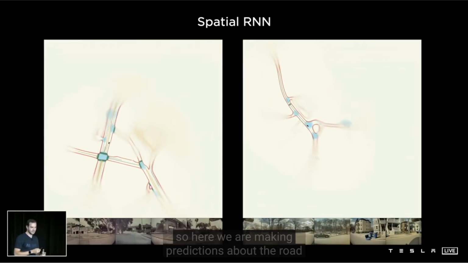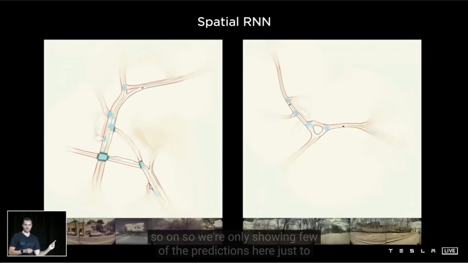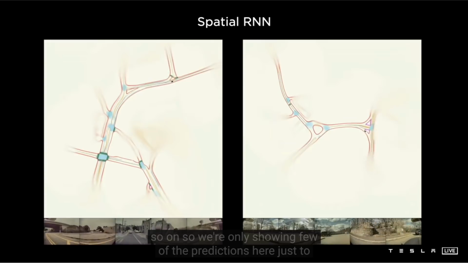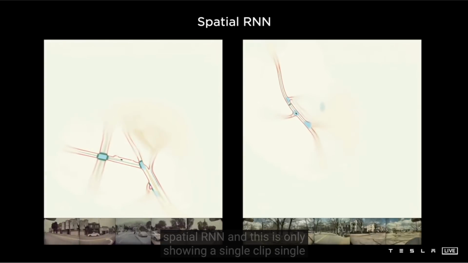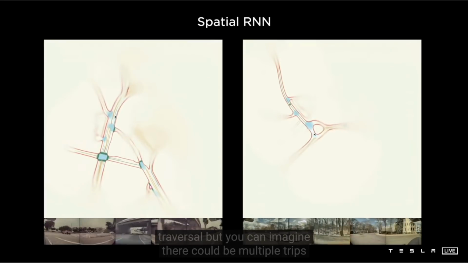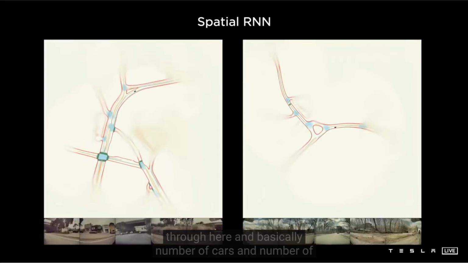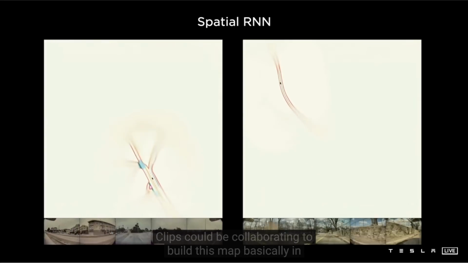And yeah, this is done by the spatial RNN. And this is only showing a single clip, a single traversal, but you can imagine there could be multiple trips through here, and basically a number of cars, a number of clips could be collaborating to build this map, and effectively an HD map, except it's not in a space of explicit items, it's in a space of features of a recurrent neural network, which is kind of cool. I haven't seen that before.